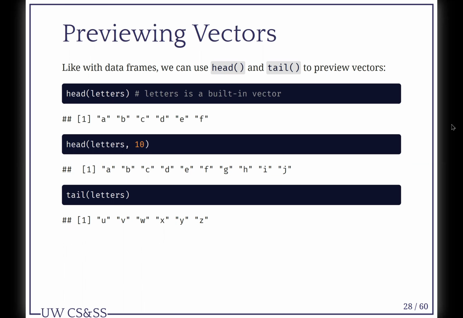So we can preview vectors like we had with data frames. We can use head and tail to preview vectors. So we could say head letters. Note that all lowercase letters, the word, is a built-in vector in R. That's just the English alphabet A to Z. We could say head letters 10 to produce the A to J vector, or tail letters for the last 6 elements, U to Z.